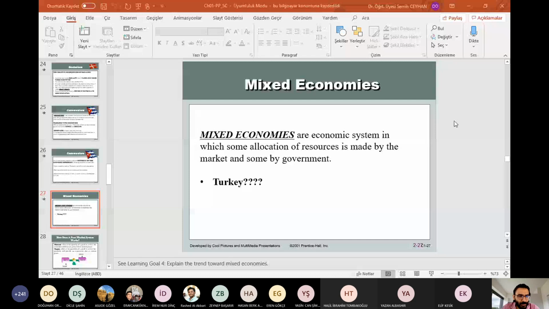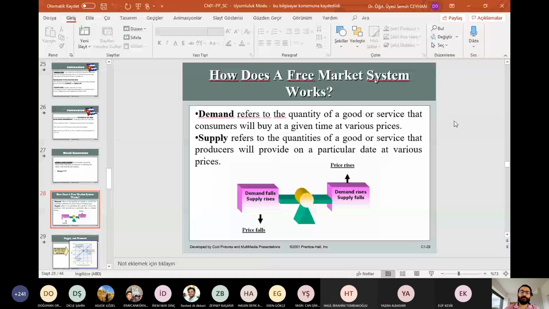Let's go to demand and supply. What are these concepts? Demand and supply is a very basic economic concept, and there are some questions on that in the quizzes. So demand refers to the quantity of a good or service the consumer wants to buy. Okay. For example, think.